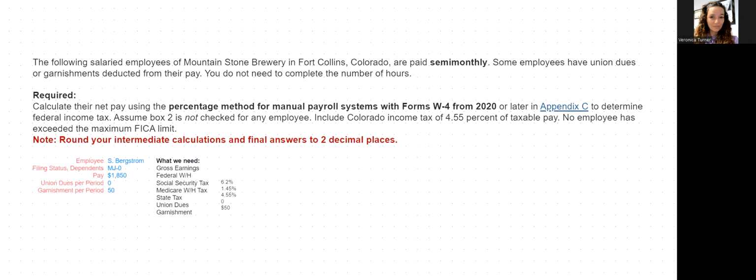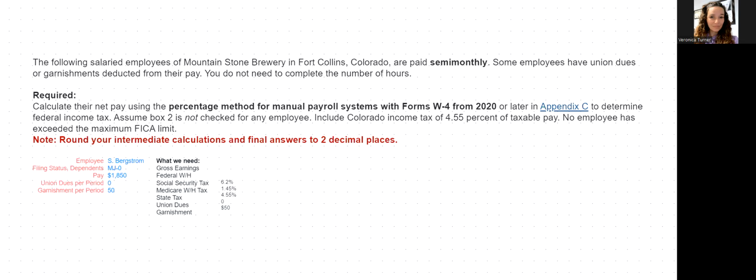Hi, class. I have been getting a lot of questions this week from our assignment for Chapter 5. The question is in regards to calculating net pay using the percentage method of manual payroll systems with the forms W-4 from 2020 or later. So I'm going to walk you through how to calculate this.